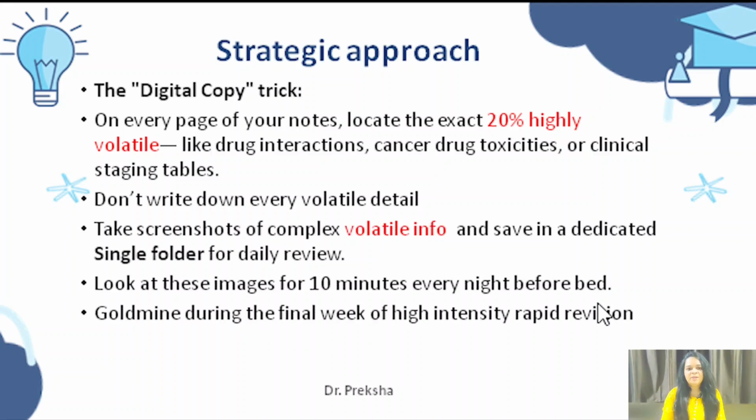For a strategic approach, you will do the digital copy trick. On every page of your notes, you locate the exact 20% of highly volatile things. For example, drug interactions, cancer drug toxicities, or clinical staging tables. These are the volatile information. So you don't have to write each and every piece of volatile information in your notebook. You just take a screenshot of this complex volatile information and save it in a dedicated single folder for daily review.